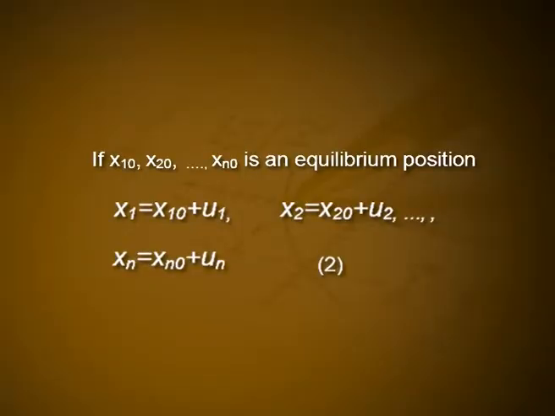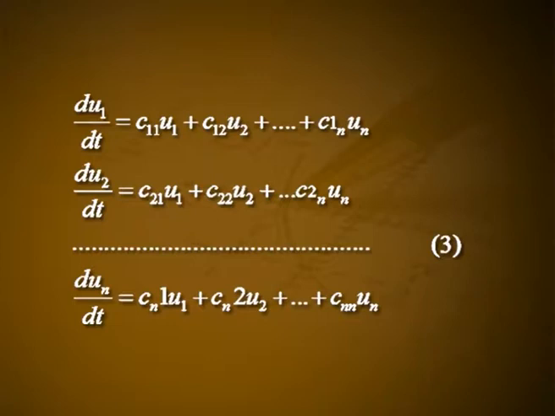If x1^0, x2^0 etc., xn^0 is an equilibrium position, we can discuss its local stability by substituting x1 = x1^0 + u1, x2 = x2^0 + u2 etc., xn = xn^0 + un, and getting a system of linear differential equations: du1/dt = c11 u1 + c12 u2 + etc. + c1n un. du2/dt = c21 u1 + c22 u2 + etc. + c2n un, etc. dun/dt = cn1 u1 + cn2 u2 + etc. + cnn un.